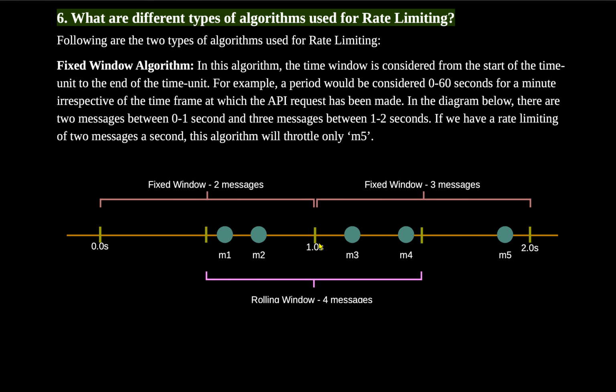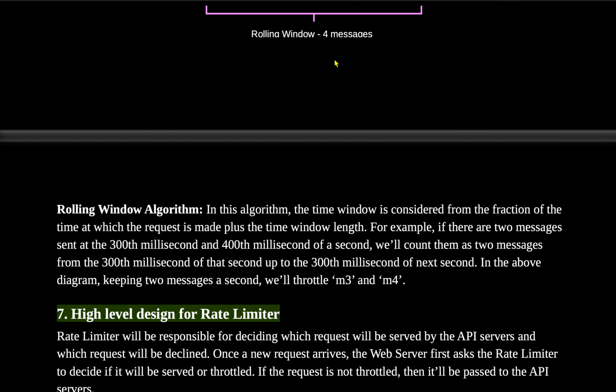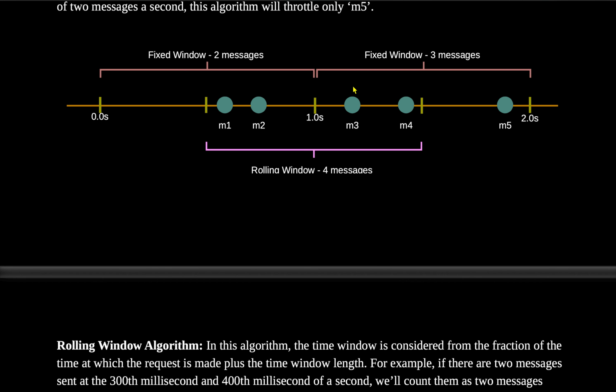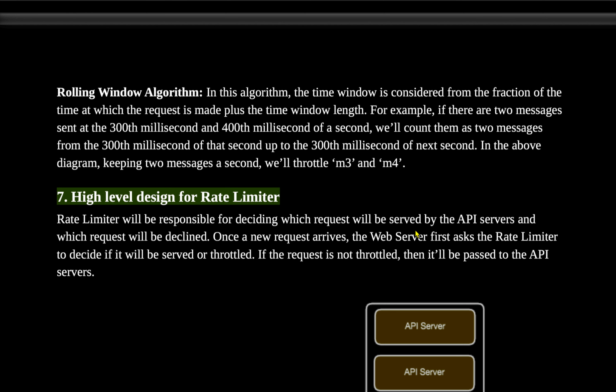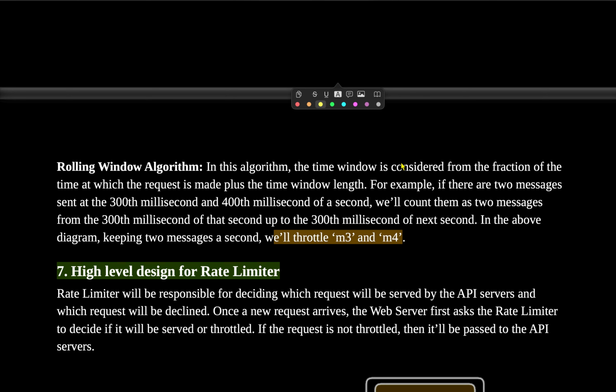From 0.5, if I'm going from 1.5, I'm taking 4 requests per second, and that is what we don't want. So based on the rolling window, we will ignore M3 and M4 both. So we will throttle M3 and M4. So these are the two algorithms. There is also a token bucket algorithm.